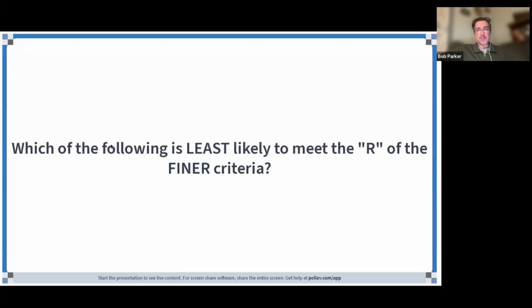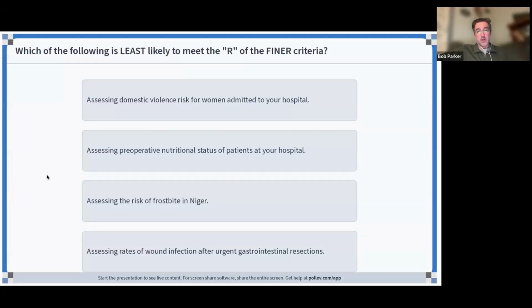Which of the following is least likely to meet the R of the FINER criteria? All right. Assessing domestic violence risk for women admitted to your hospital. Assessing preoperative nutritional status of patients at your hospital. Assessing the risk of frostbite in Niger. Assessing rates of wound infection after urgent gastrointestinal resections. All right. You can probably see my bias in these questions, that I am a surgeon, and that's what I know and what I talk about. All right, let's see.